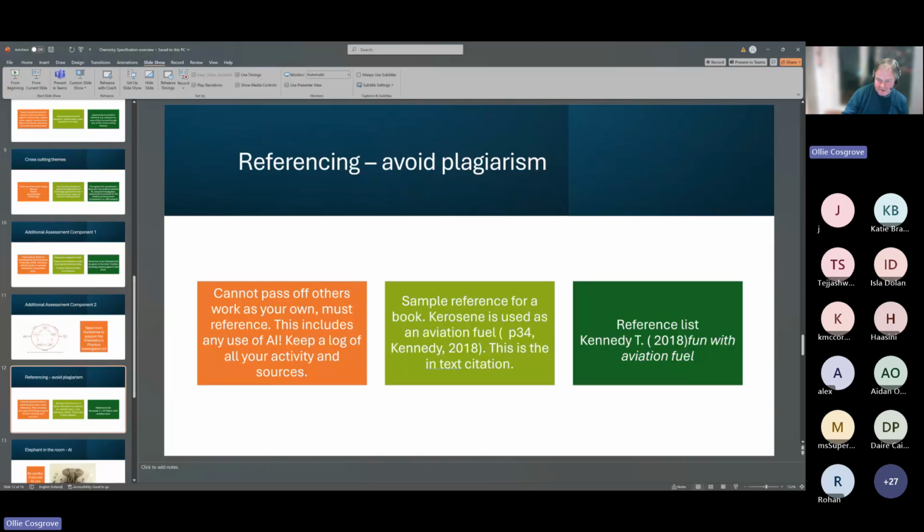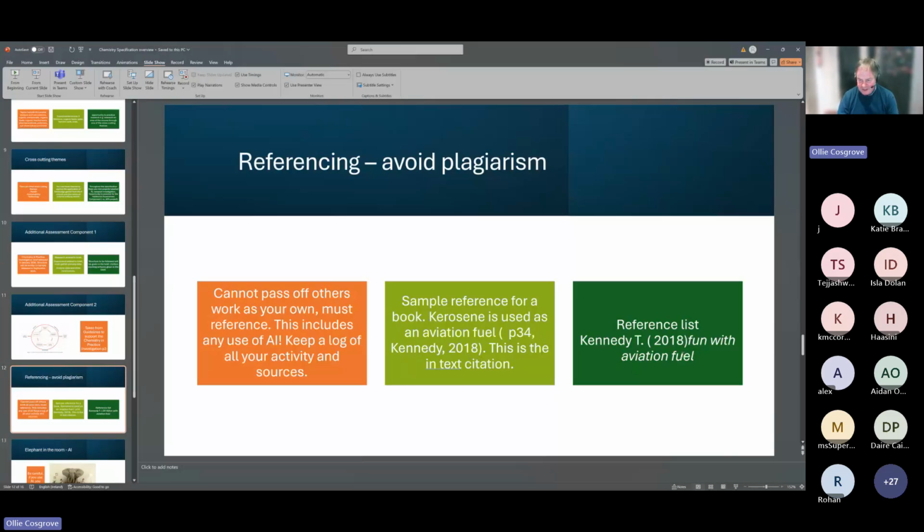So suppose we wanted to do a sample reference, and to give them their due, they actually tell us how to reference. The detail of how to reference is given in the guidelines for completion of the chemistry and practice investigation. So suppose we said kerosene is used as an aviation fuel, and we got that information from page 34 of a book by Kennedy published in 2018. So that's the in-text citation. That's in the body of our report.